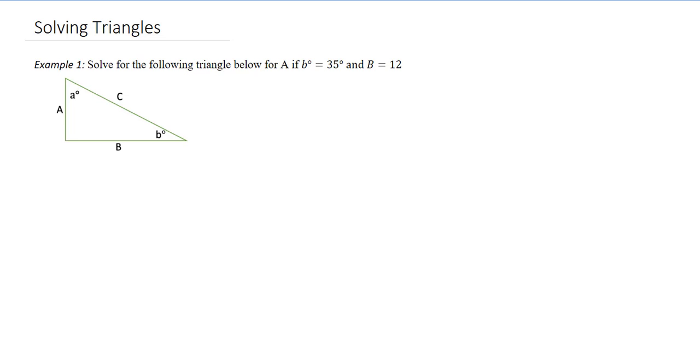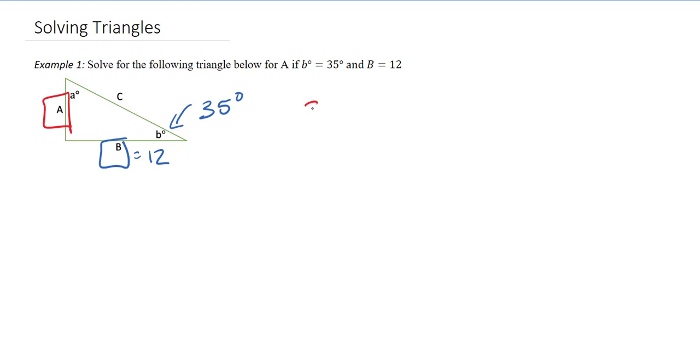Solving triangles. Example 1. Solve for the following triangle below for A if we know the angle for B is 35 degrees and B, the side, is 12. So let's go over what we know. We know B, which is 12, and we know what the angle B is, which is 35 degrees. And so what are we looking for? We're looking for A. So let's go over our three trig functions.